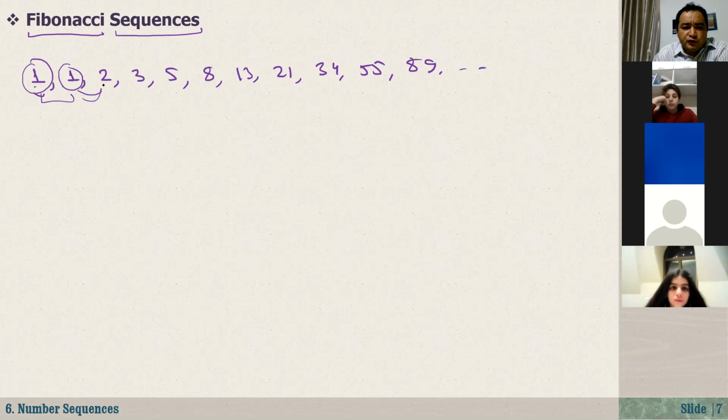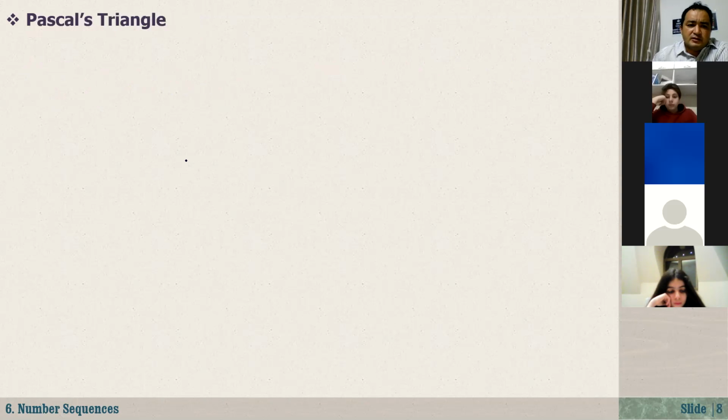So 1 plus 1 is 2. 1 plus 2 is 3. 2 plus 3 is 5. 3 plus 5 is 8. 5 plus 8 is 13. So that much is enough. That's called Fibonacci numbers. It's just the basic idea for now. How about Pascal's triangle? Pascal's triangle also appears in the expansion of binomials.